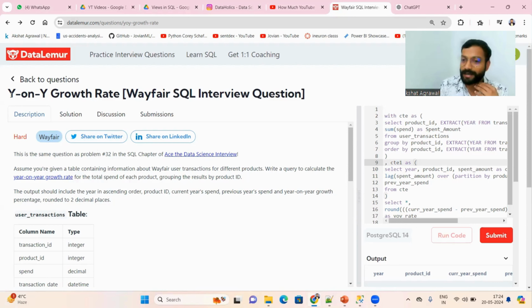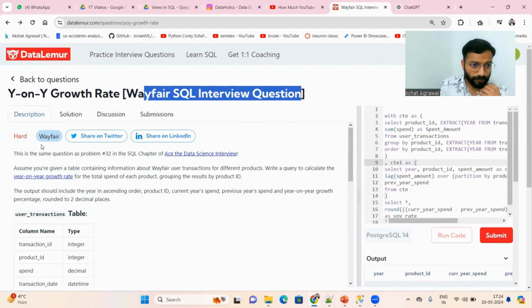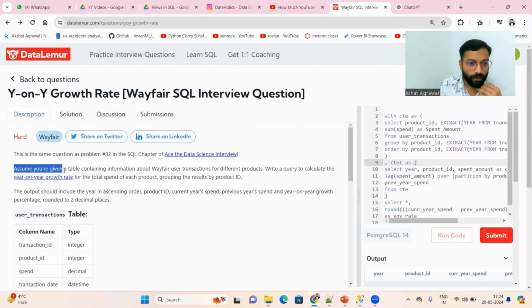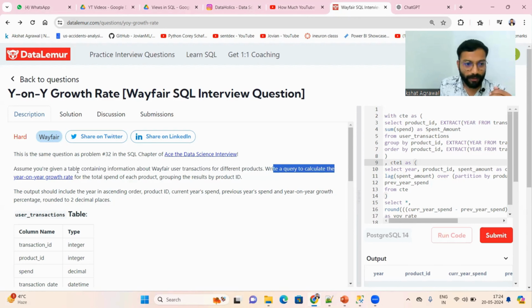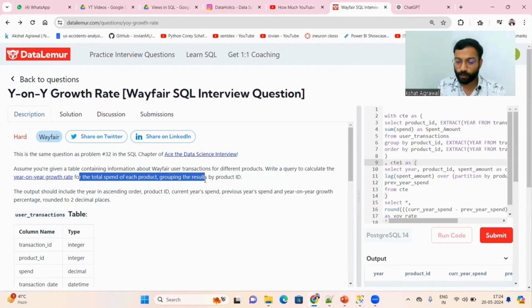The title is year-on-year growth rate, a Wayfair SQL interview question, and it's a hard level SQL question. The question says, assume that you are given a table containing information about Wayfair user transactions for different products. So we will have different transactions for all the products in their organization. We have to write a SQL query to calculate the year-on-year growth rate for the total spend of each product, grouping the result by product ID. So we have to give the year-on-year growth rate for each product in that organization.